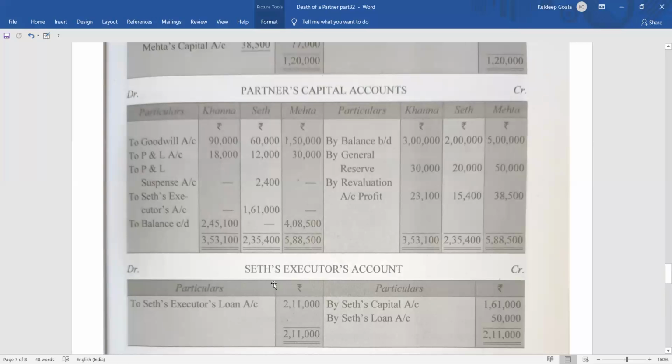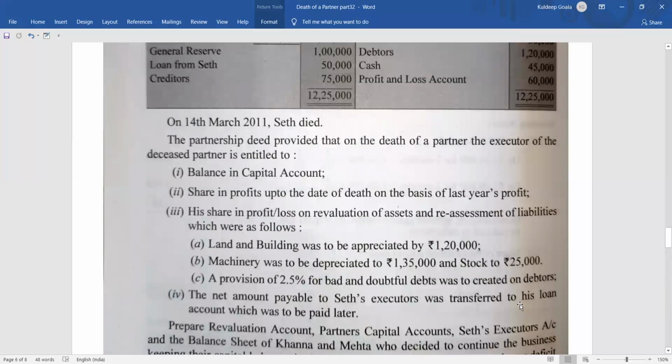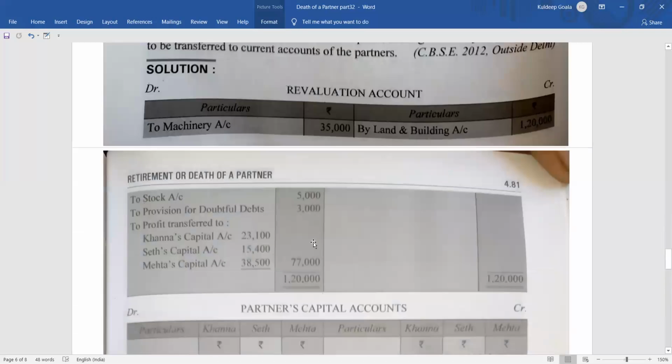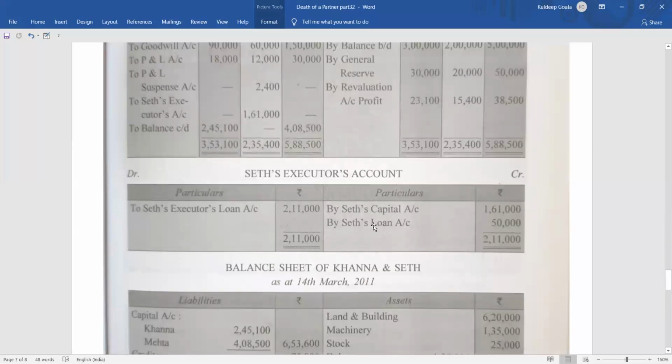It will come in the set's executor account by set's capital account 1,61,000. And there is a very, very important thing, that is the loan from set of 50,000. This 50,000 will also be coming in the loan account. In the set's account by set's loan account 50,000, and after balancing, how much is the amount? 2,11,000 will go in the set's executor's loan account. Okay, two, set's executor's loan account.